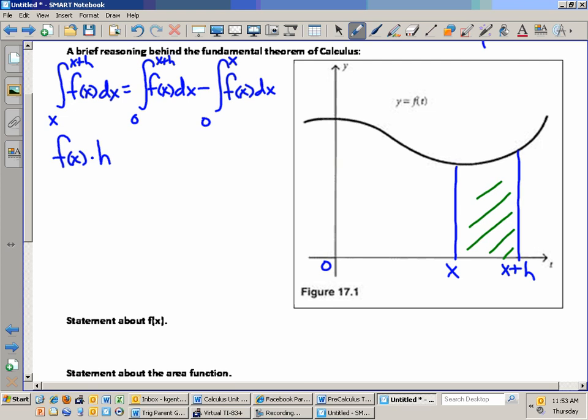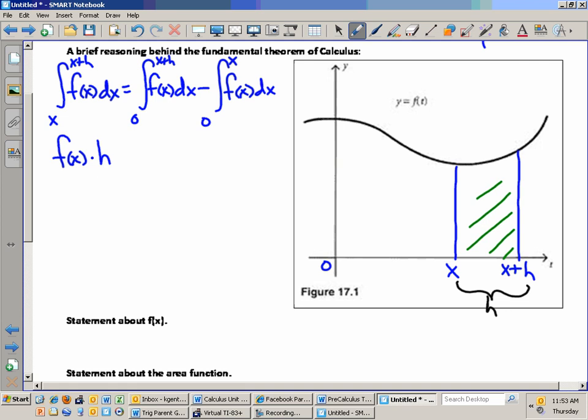f of x times h. This is where the magic kind of happens. We got to understand this argument. Can somebody tell me what does h represent up there in my drawing? The width. Yeah, this width right here is h, right? This width is h.